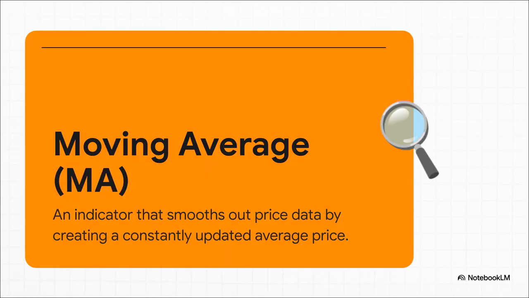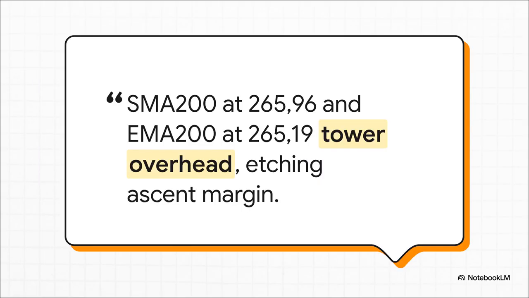So put simply, a moving average just takes the average price over a set period of time, like say the last 50 days or the last 200 days, and it plots it as a single line on the chart. That line gives you a much cleaner, less noisy signal about whether the stock is generally trending up or trending down. And this quote shows you exactly how the analyst puts it to work.